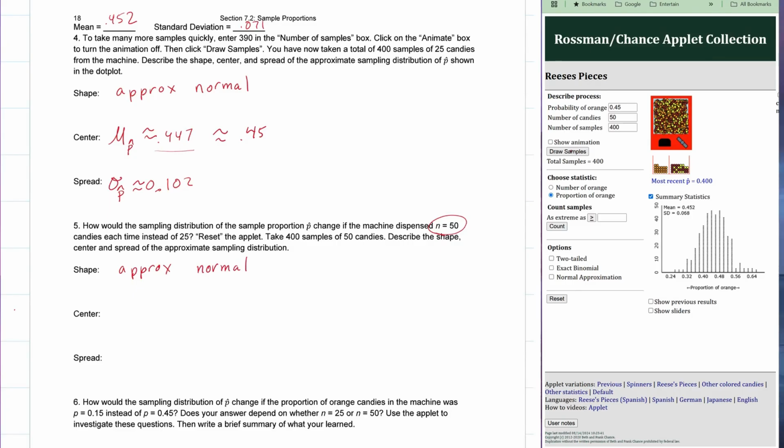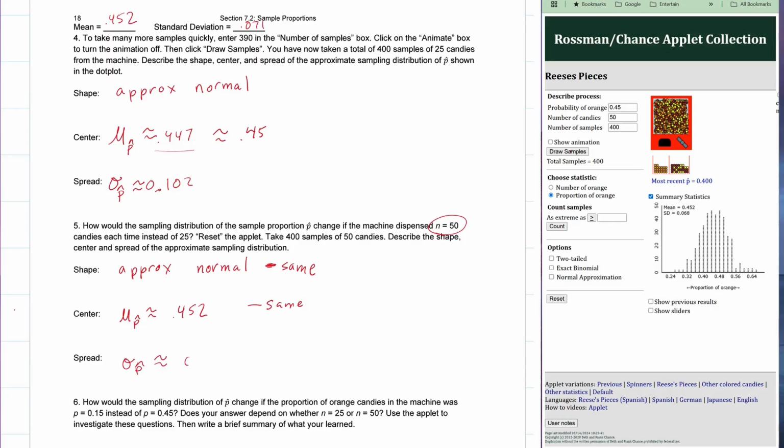The center, again, looking at the mean here, looks like it's still around 0.45. So these look the same for both 25 and for 50, right? And then what about the spread? What about the approximate standard deviation?